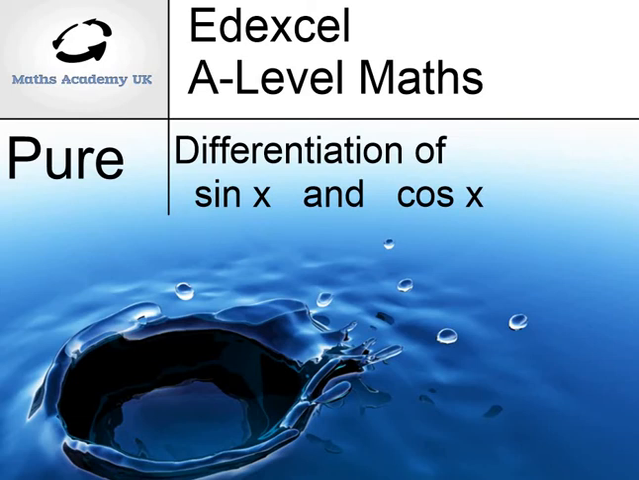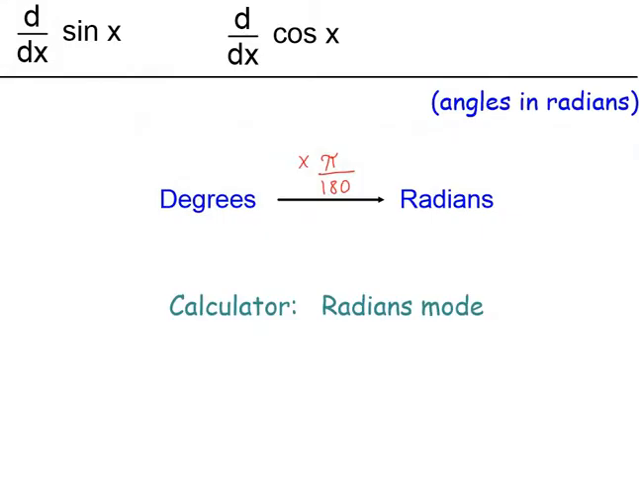Differentiation of sine and cosine functions. Now, differentiation and integration, so calculus, for trig functions is done in radians. So if you're given a question in degrees, convert to radians first. Keep your calculator in radians mode.